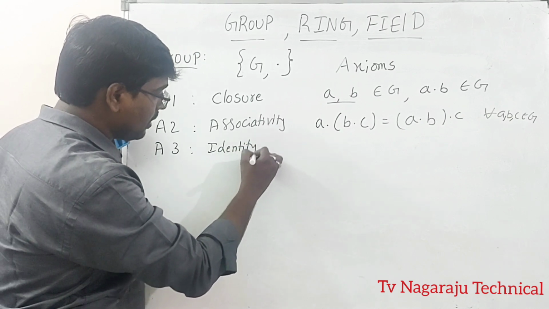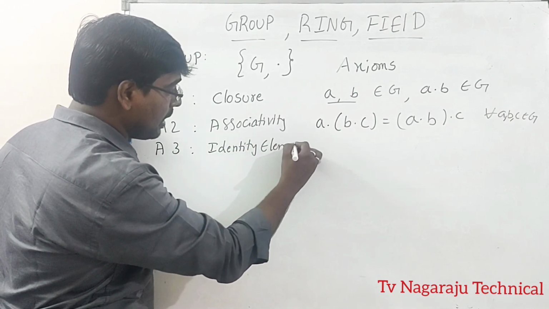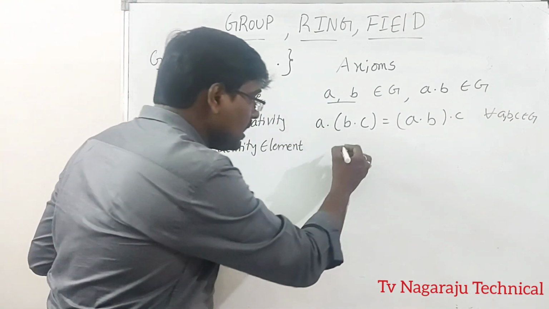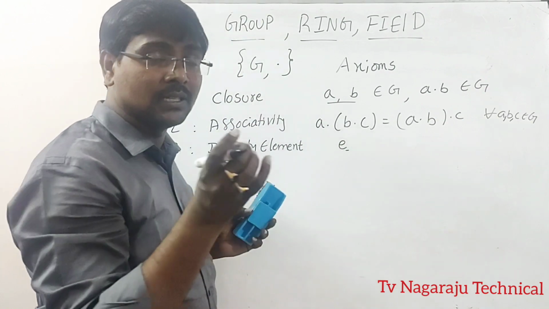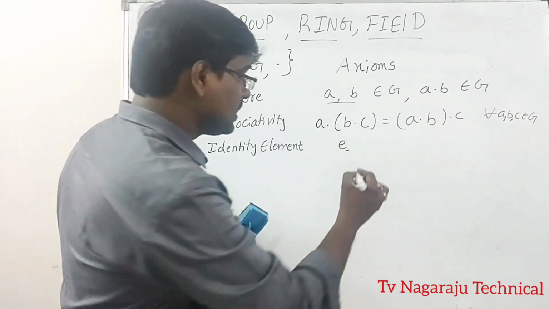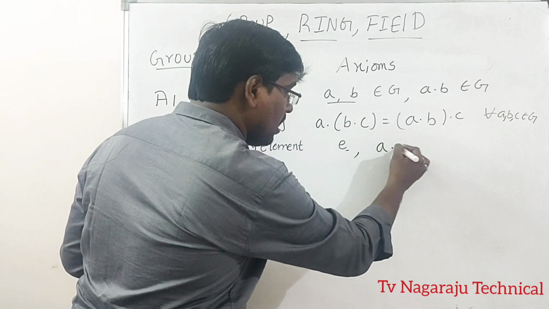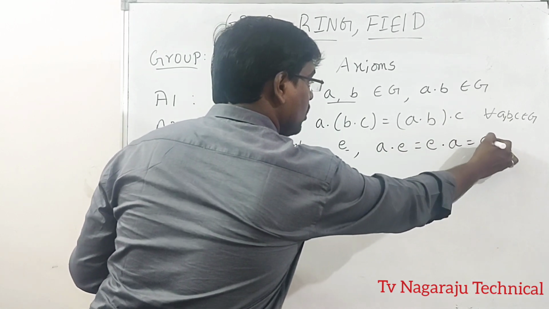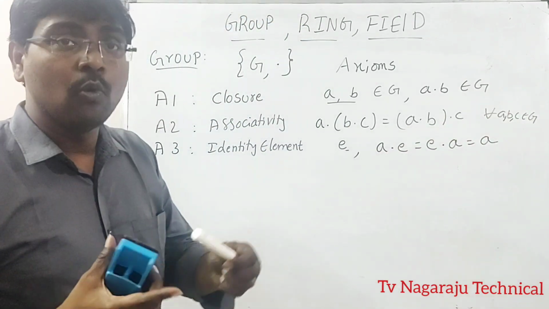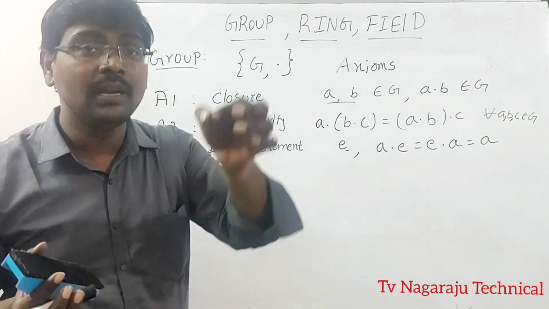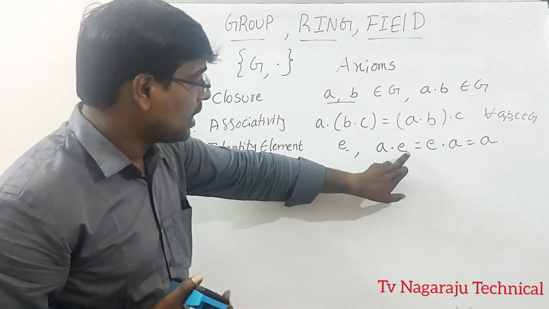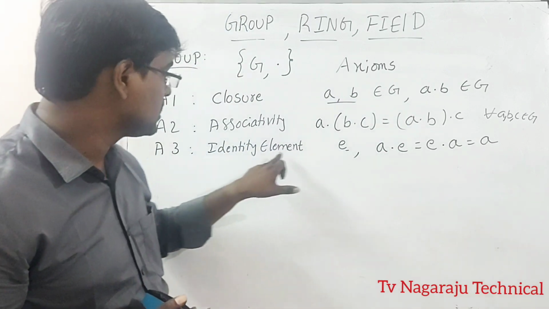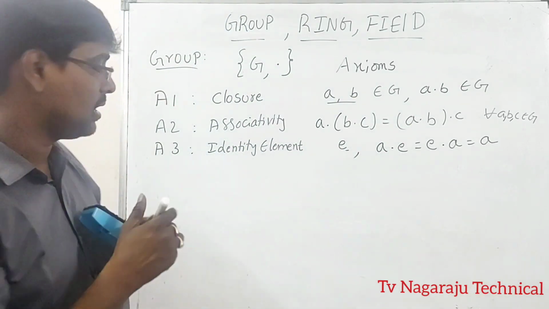Next one, A3, identity element. Consider an element E such that A dot E is equal to E dot A is equal to A. That means we have some identity element in the group, and A dot E, or E dot A, produces the same value. This is the property of the identity element.